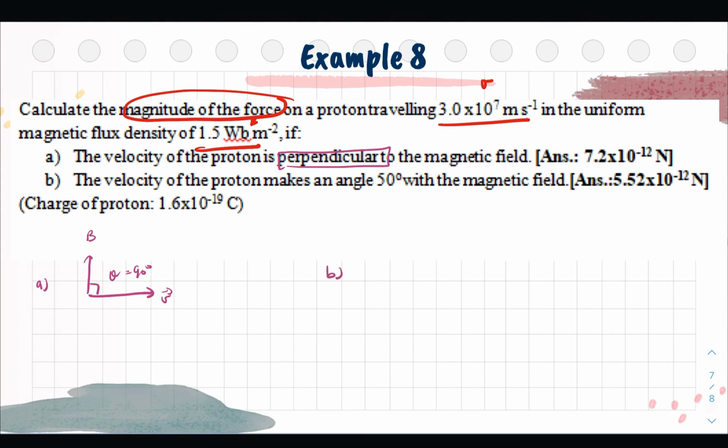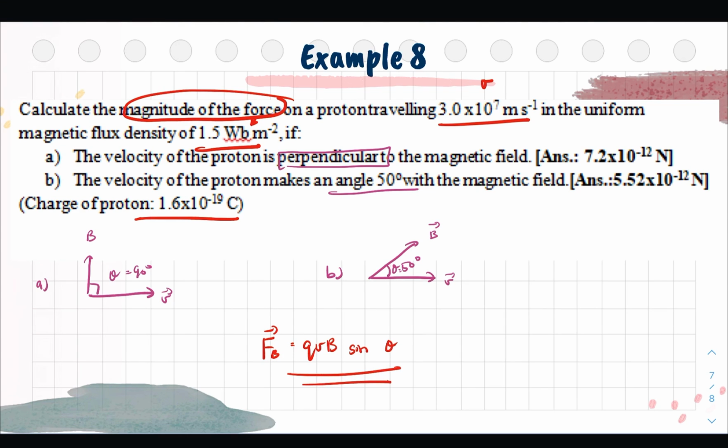Dan soalan B, dia kata velocity make an angle 50 degree with the magnetic field. So velocity and magnetic field 50 degree, dia punya theta. So yang berbeza dia punya theta, so you can calculate because you have the Q juga, by using the formula FB equals to QVB sin theta. So you akan dapat untuk A dan untuk B. Okay, so itu settle untuk 4.3. Next we will learn 4.4. So thank you.